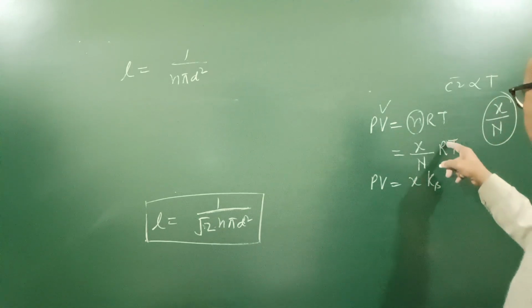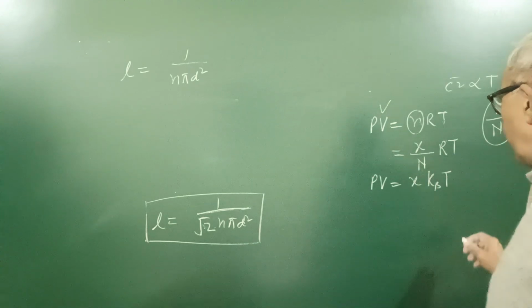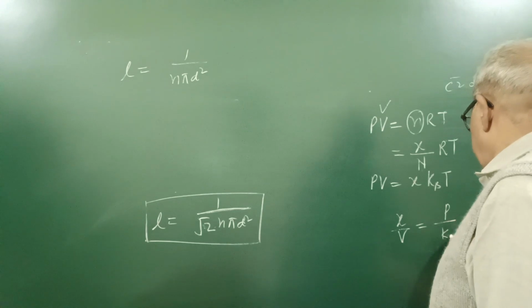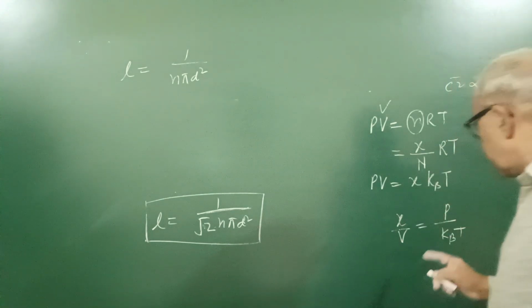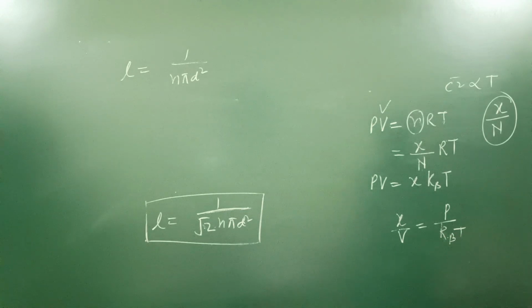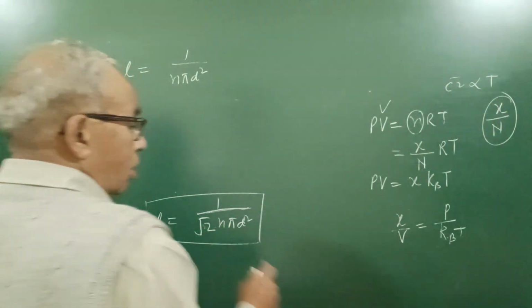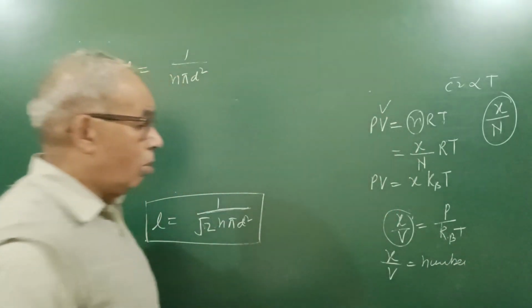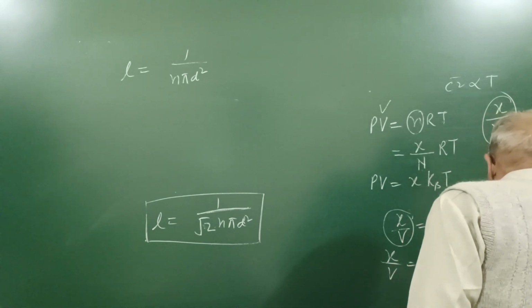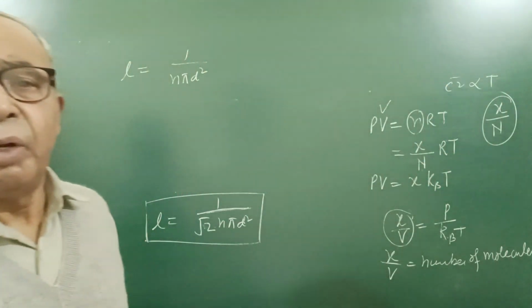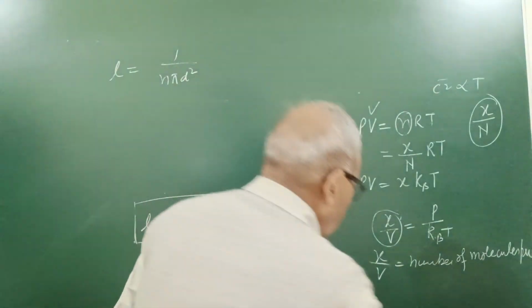R by capital N is kB, into T. From here, x upon V equals P upon kBT. Here kB is the Boltzmann constant. So this represents the number of molecules per unit volume, that is small n. It represents x upon V, the number of molecules per unit volume.